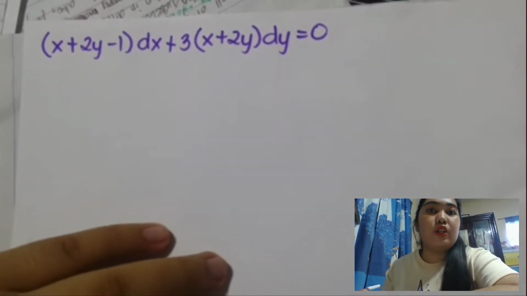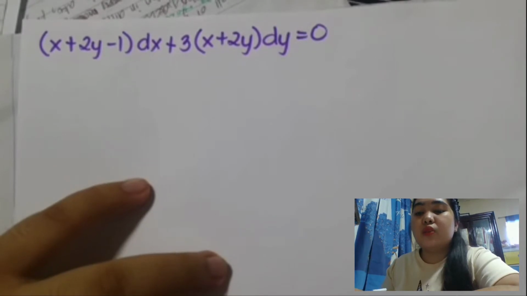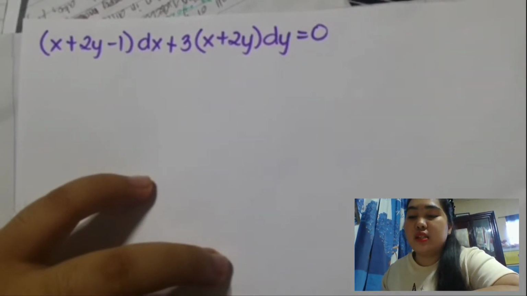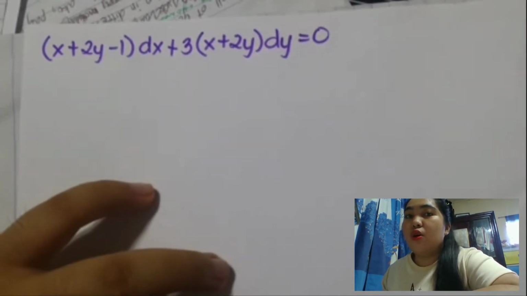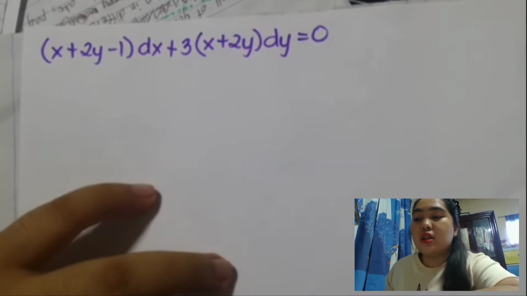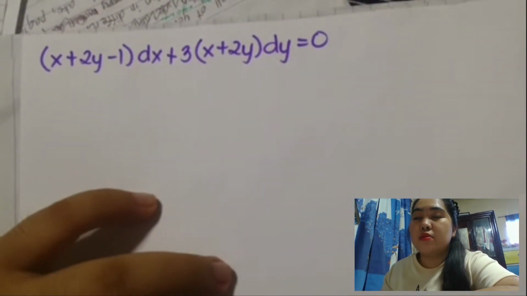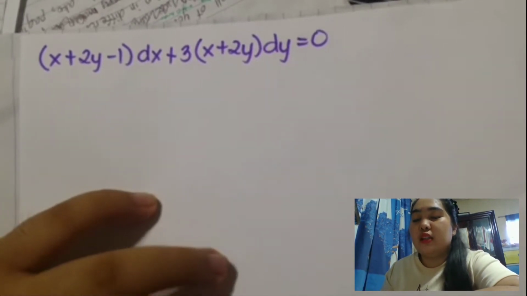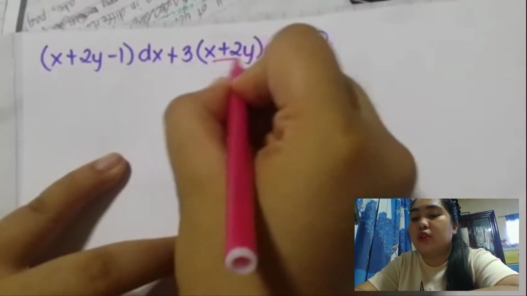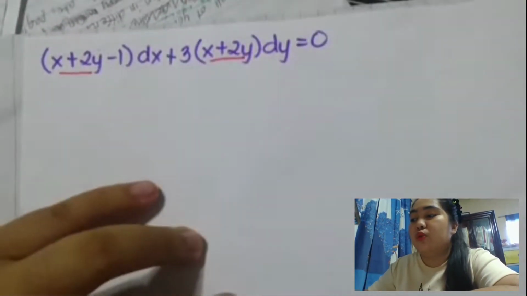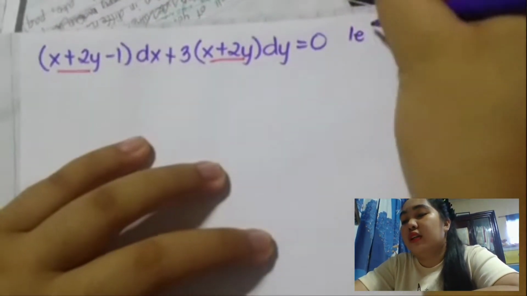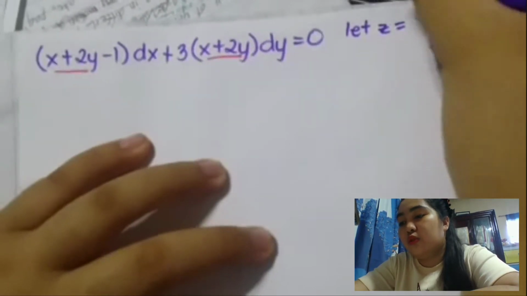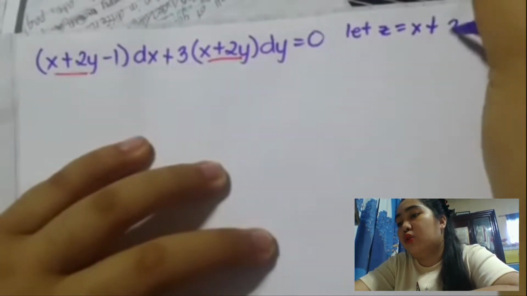So for our last equation, we're gonna use (x + 2y - 1) dx + 3(x + 2y) dy = 0. So ang first step natin is we're gonna find the substitution equation. So hanap tayo ng term na pwede natin i-substitute. So for this equation, we're gonna substitute x + 2y since dalawang beses siyang nag-appear din sa equation. So we're gonna let z be equal to x + 2y.